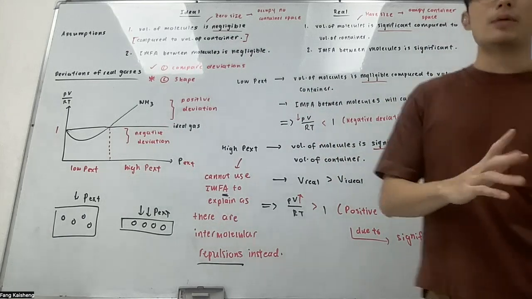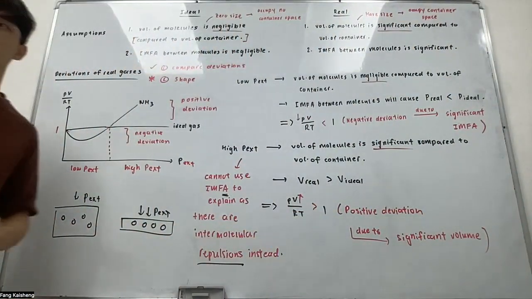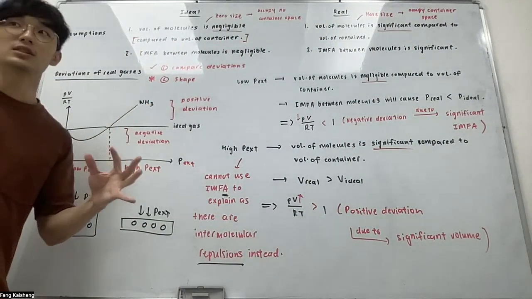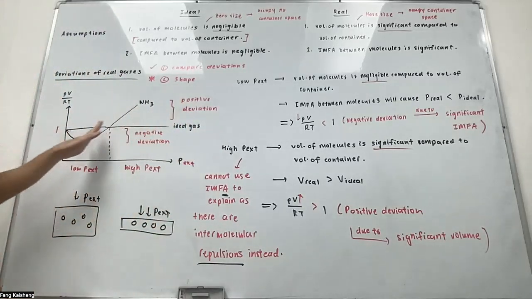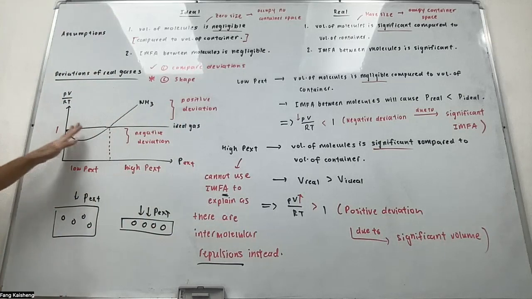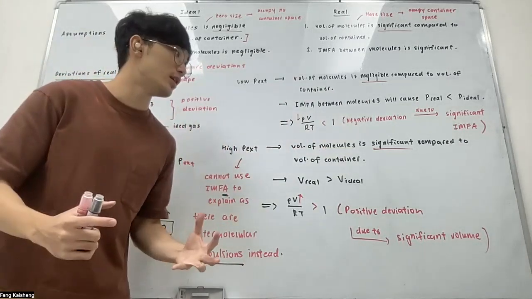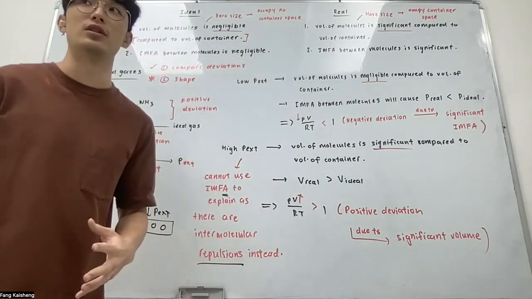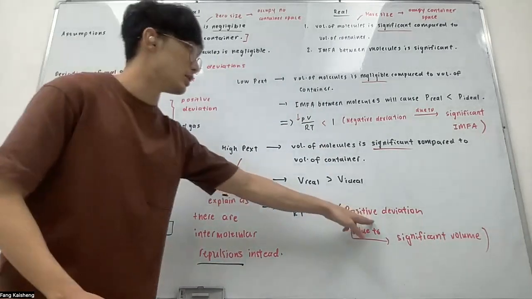Let me repeat that part. I think that's important enough. Take a look. If they ask you which point on this graph is intermolecular forces the most significant reason for the deviation, which part will it be? Basically this part of the graph had negative deviation. At which point on the graph is volume the most important reason for the deviation? This part here.